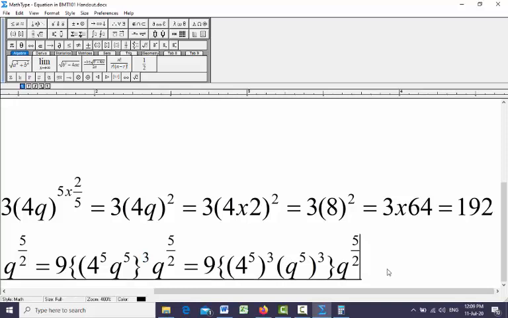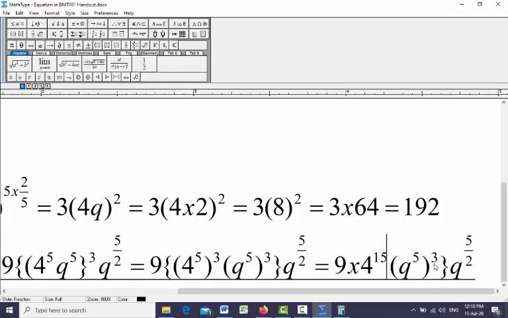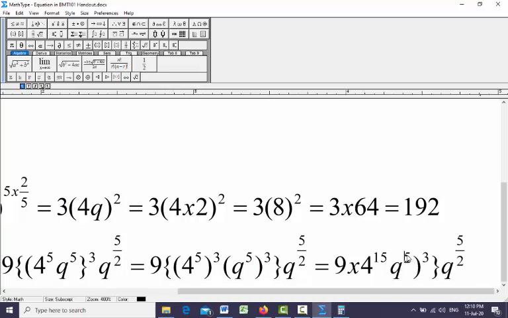Right, so now what? Here you can see this power 5 and this power 3 will get multiplied by each other because there is a bracket there. So 3 multiplied by 5 means 15. This is a multiplication sign, remember. So we will have 4 to the power 15, and here we have 3 power multiplied by 5, again power 15. We will have power 15, right? So we will have something like this.